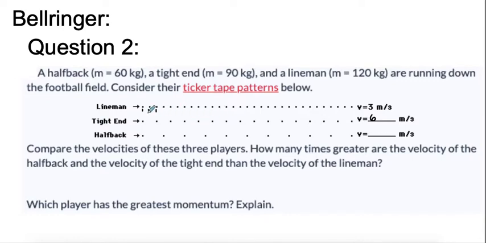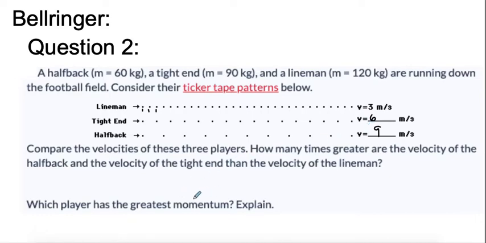So now we have to use what we found with our lineman to do the halfback. So we went 3, 6, 9 meters. So 9 meters in 1 second. So this would be 9 meters per second. Okay, so how many times greater are the velocity of the halfback and the velocity of the tight end than the velocity of the lineman? So the halfback would be 1.5 times the tight end, and it would be 3 times the lineman, and the tight end would be twice as fast as the lineman if we're comparing these numbers.